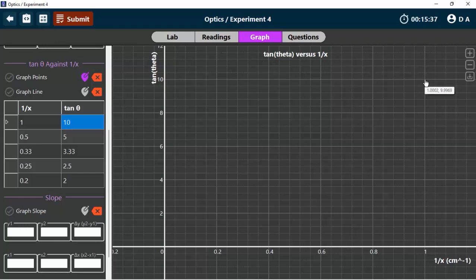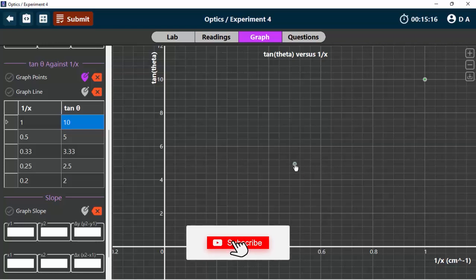So here I'm going to click to indicate the first point. Then for the second point, where we have 0.5, we have 5. So 0.5 is just at the middle here. Then here we have 5, which is just at the middle here, right? So you just click.